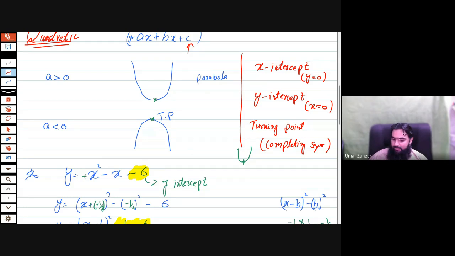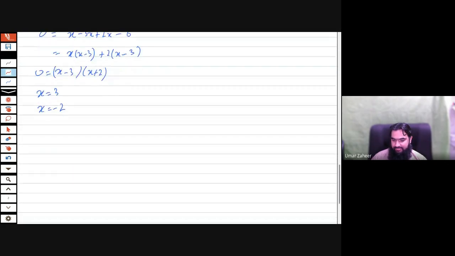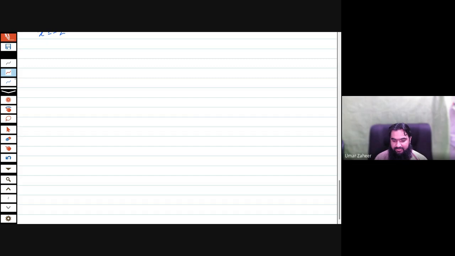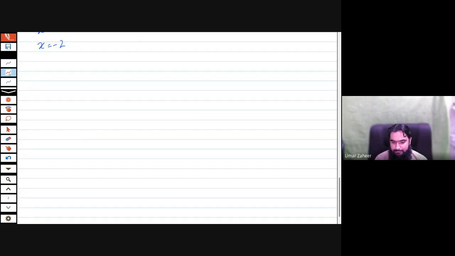Now, we are going to move to the cubic graph. In the cubic, we have ax cube plus bx square plus cx plus d.